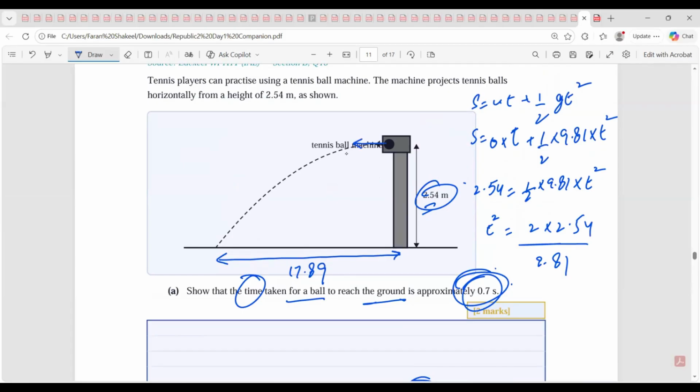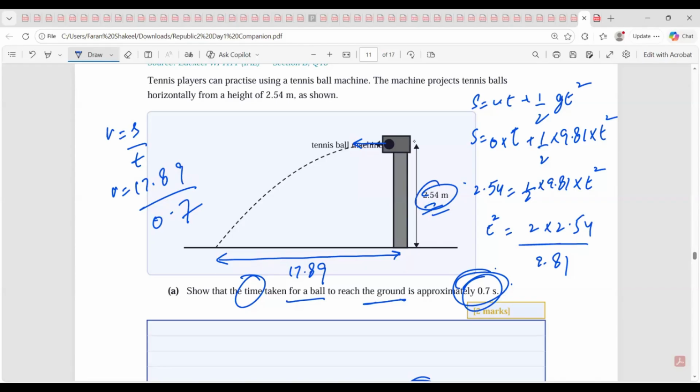Jasmeet, how would you get me the initial velocity of the ball? Speed equals distance over time. Okay, we're going to calculate the speed. Which distance are you going to take now? The 17.89. And what do we have for the time? 0.7. Bilal, why can't we take 2.54 as the distance?